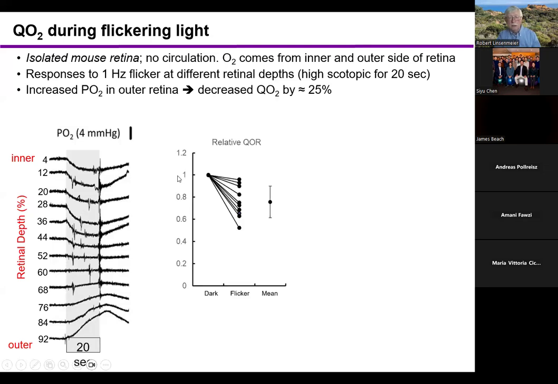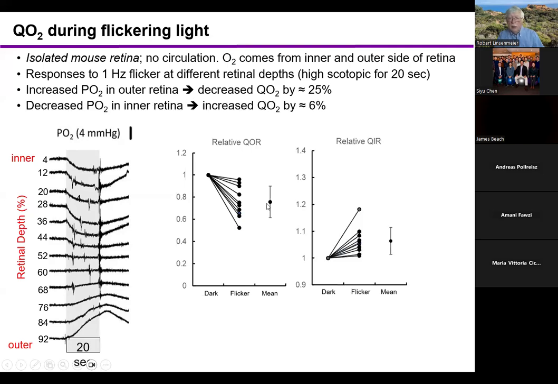If you look across a bunch of different mouse retina preparations, again, the outer retinal oxygen consumption goes down by about 25% in this case. The inner retinal oxygen consumption goes up by about 6%. So it's much smaller. It's also faster if you look at the time course of these curves. Inner retinal response in terms of oxygen is faster than in the outer retina.